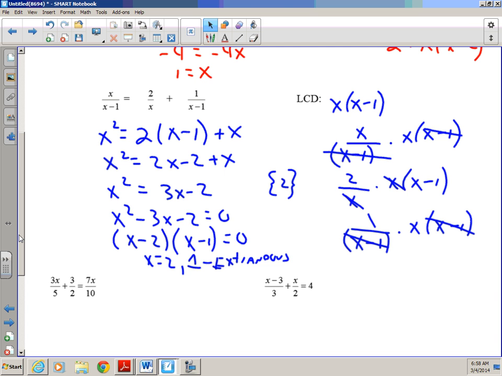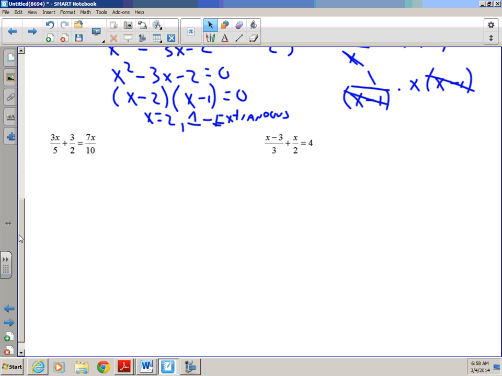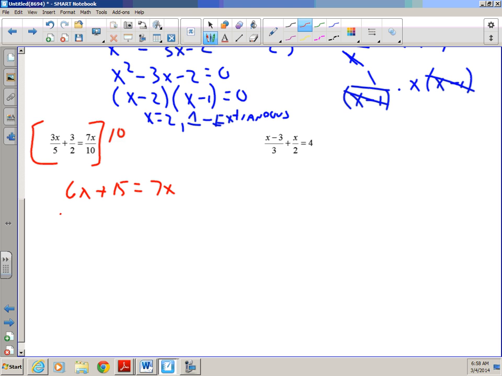The next two, just scroll down. All right? I'm just going to work off on the side here. My LCD here is 10. So when I do that, I'm going to get 6x plus 15 equals 7x. So that 15 is equal to x. No extraneous solution. And over here, my LCD is 6.